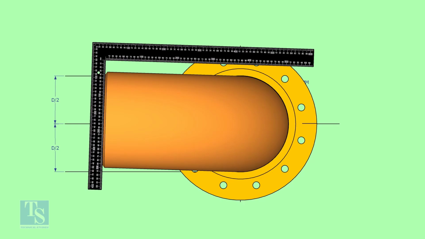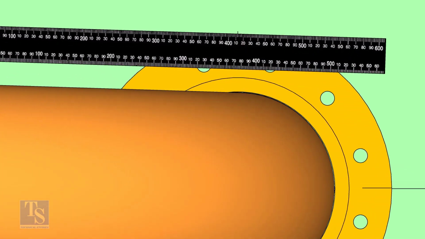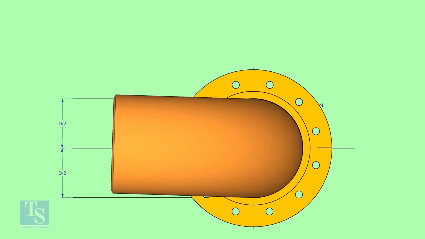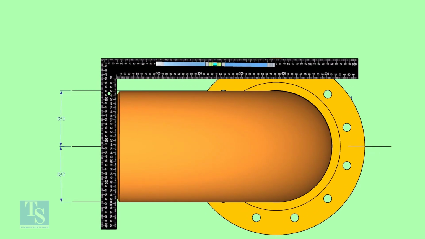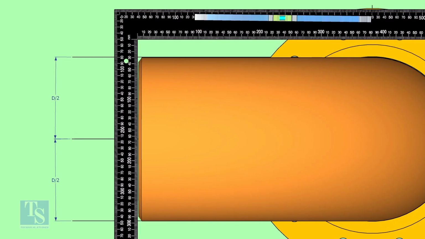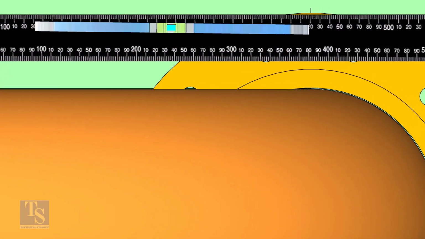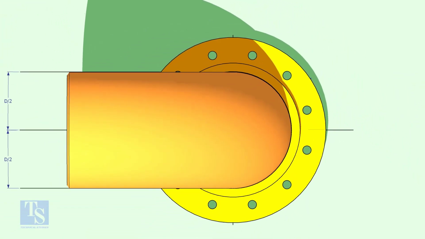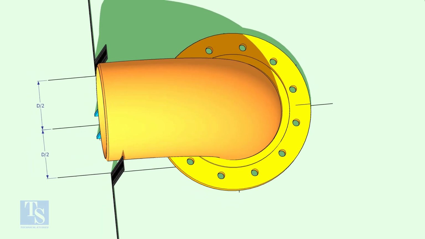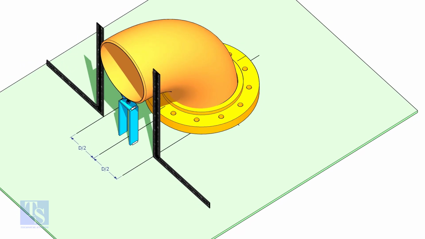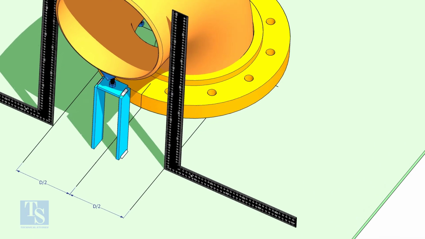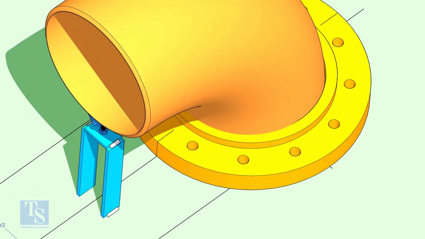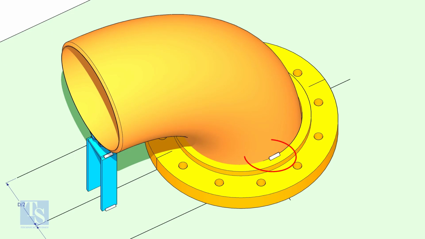Hold a right angle, as shown, and check if the reducer is turned. In this case, the elbow center line is not parallel with the center line of the flange. Rotate the elbow and correct the center line. Tack weld on both sides of the elbow.